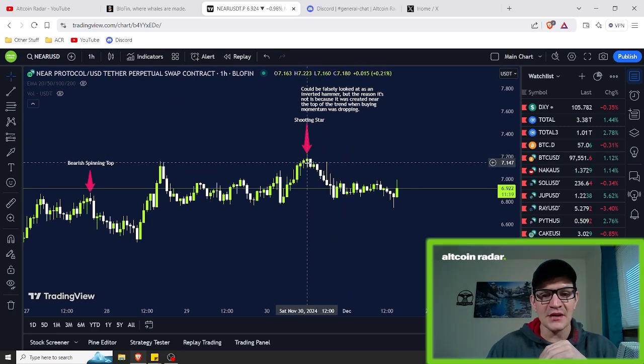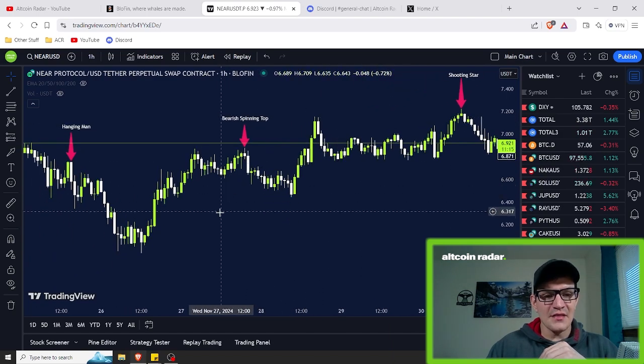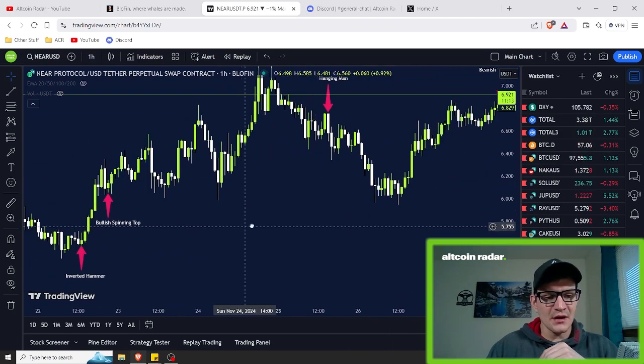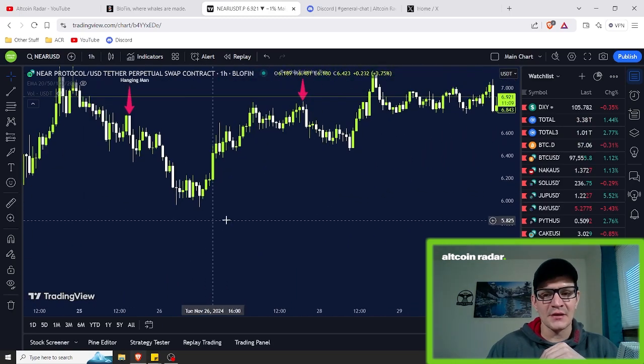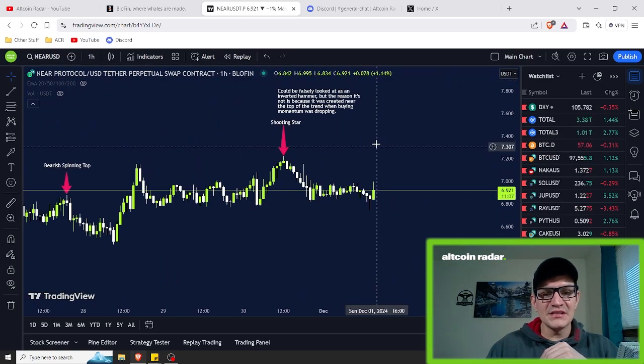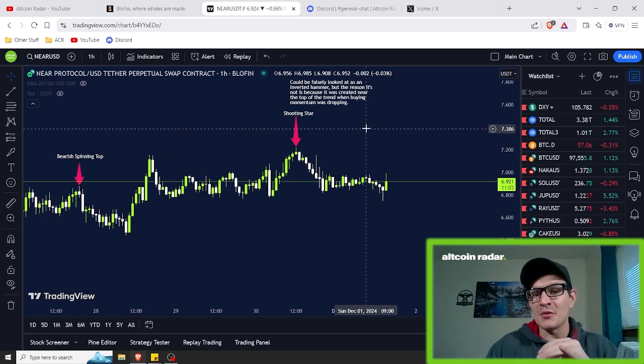If you take a look at it right here, you can see it. There's that one, the Shooting Star, and then the inverted Hanging Man candle. They kind of look a little bit similar, okay? But the only difference here is it was created near the top of the trend when buying momentum was dropping.